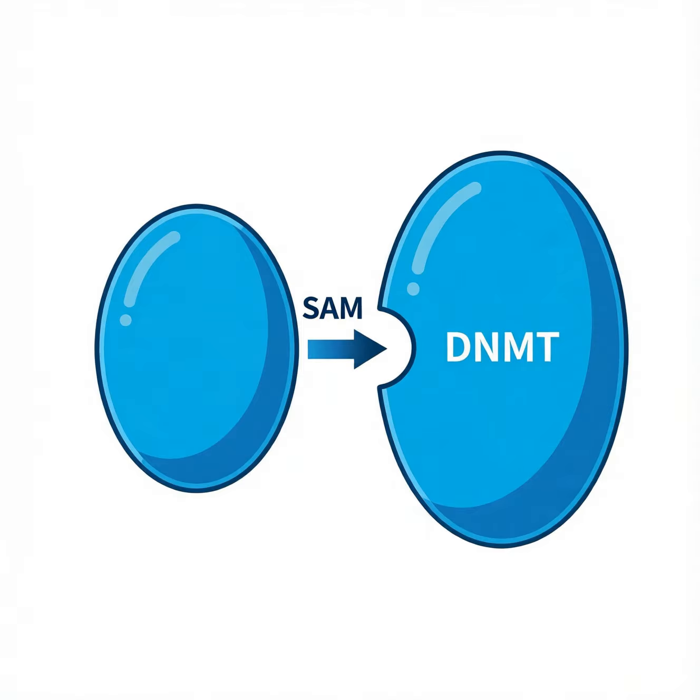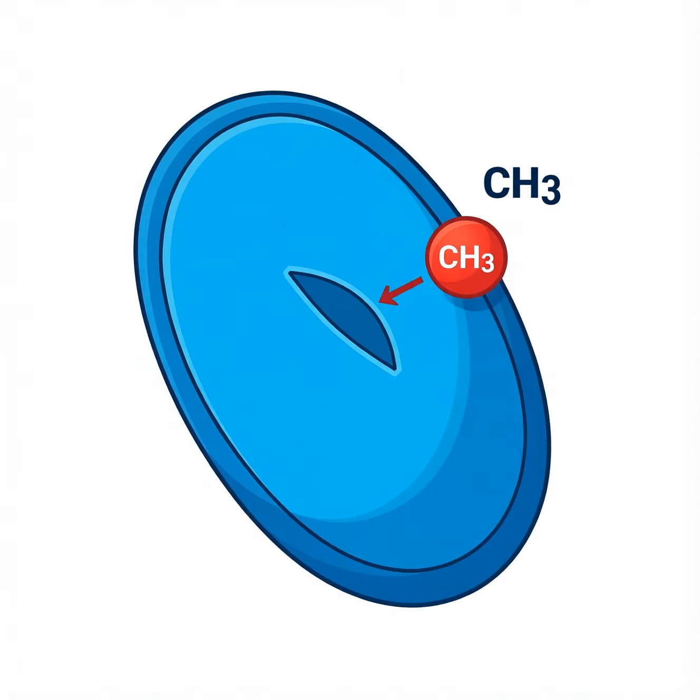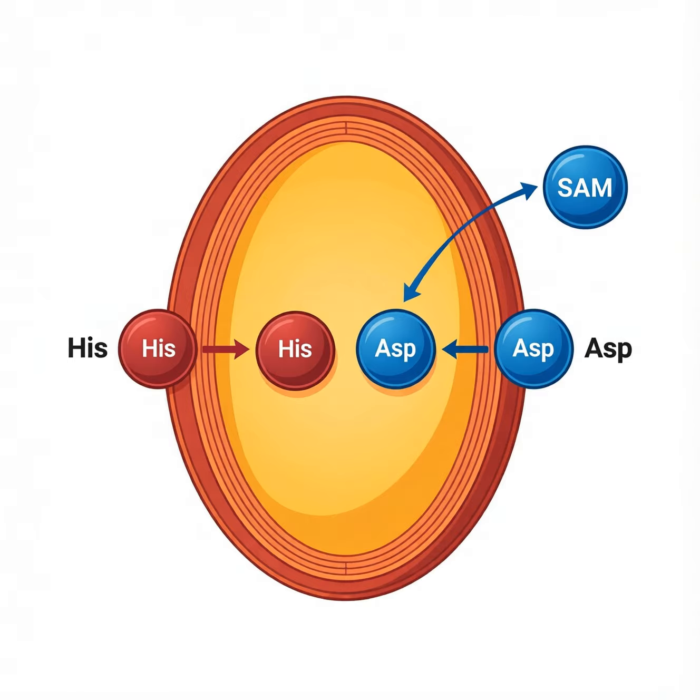DNA methyltransferases transfer a methyl group from S-adenosyl methionine to cytosine. The enzyme first binds SAM in its active site, positioning the sulfonium carbon for attack. A conserved cysteine residue acts as a nucleophile, forming a covalent intermediate with the methyl group. Simultaneously, the target cytosine flips out of the DNA helix into the enzyme pocket.